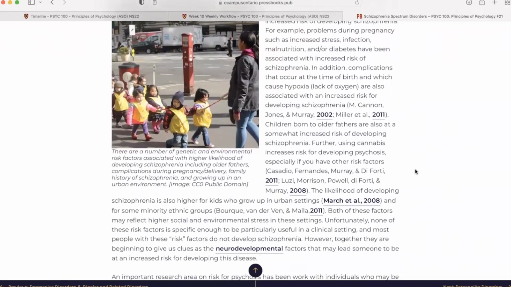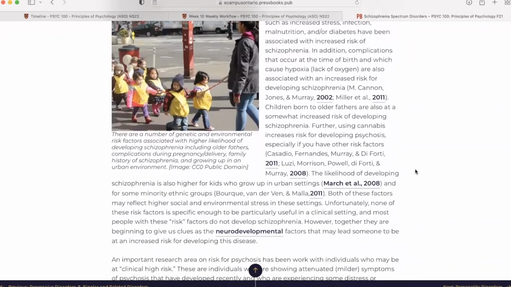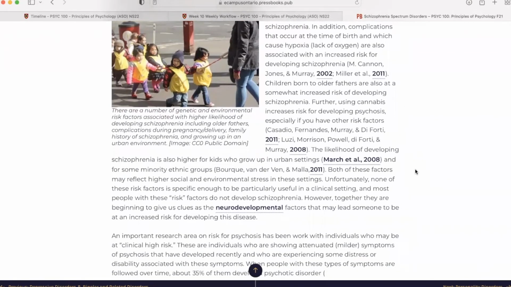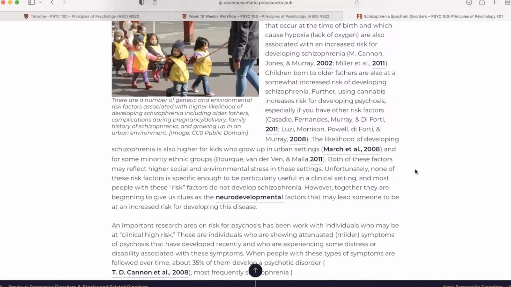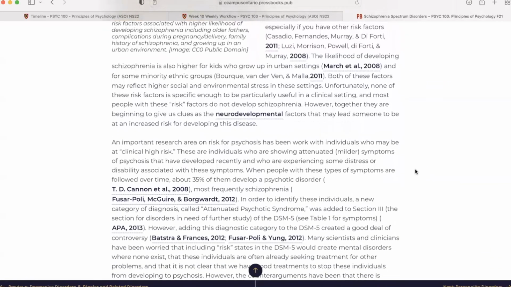Children born to older fathers are also at somewhat increased risk of developing schizophrenia. Further, using cannabis increases risk for developing psychosis, especially if you have other risk factors. The likelihood of developing schizophrenia is also higher for kids who grow up in urban settings and for some minority ethnic groups. Both of these factors may reflect higher social and environmental stress in these settings. Unfortunately, none of these risk factors is specific enough to be particularly useful in a clinical setting, and most people with these risk factors do not develop schizophrenia.